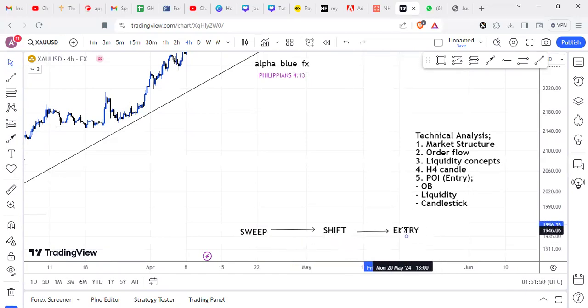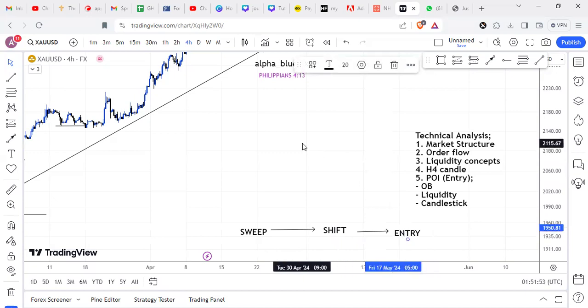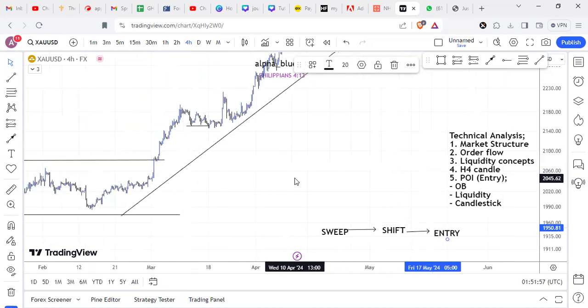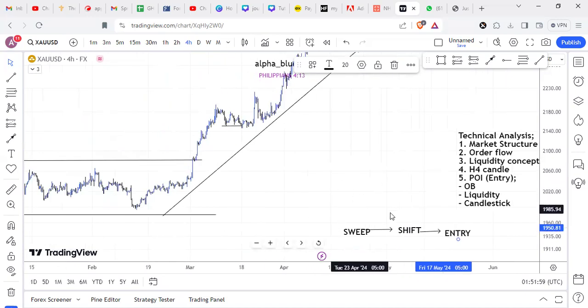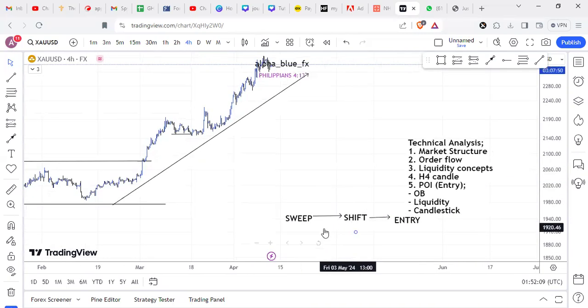Now, this strategy is so simple that the only thing you need to look for are these three things. You want to wait to see that the market gives you a liquidity sweep. Then the next thing you also want to see is a shift in market structure. Then you're going to start looking for your entry. This is what the strategy is all about. A sweep, a liquidity sweep in the market. Then we have a shift, or a change of character if you want to call it that, then an entry. This is what the strategy entails.